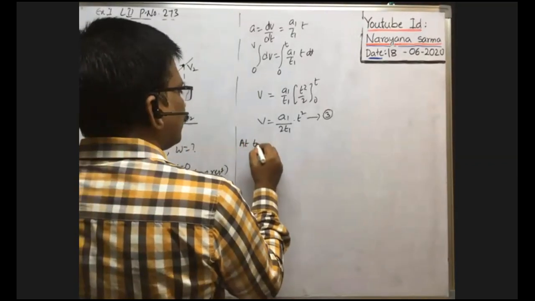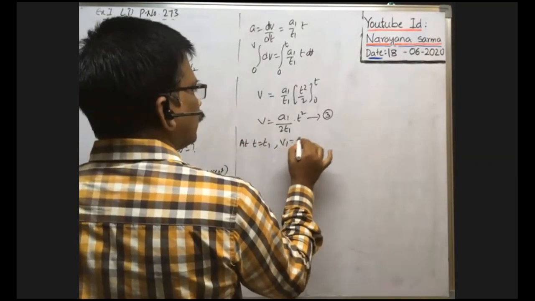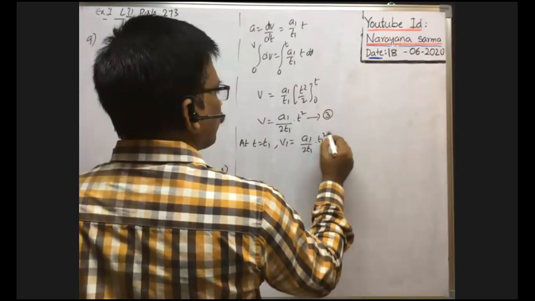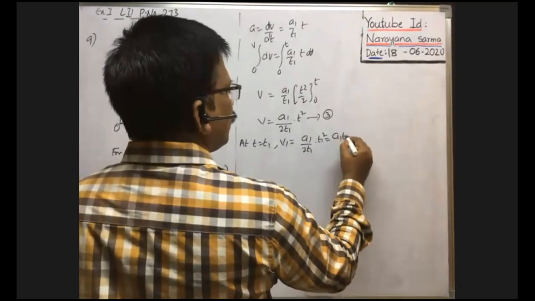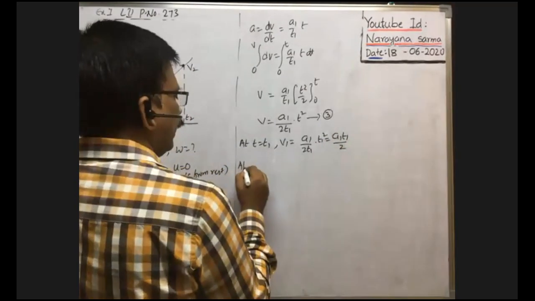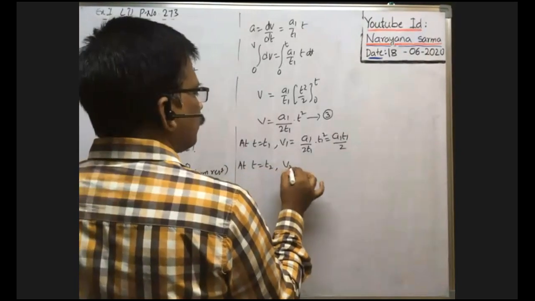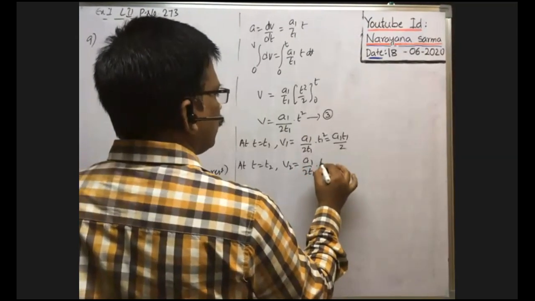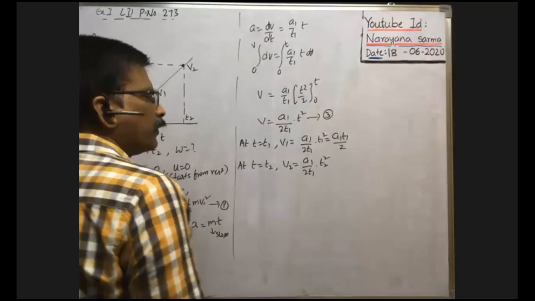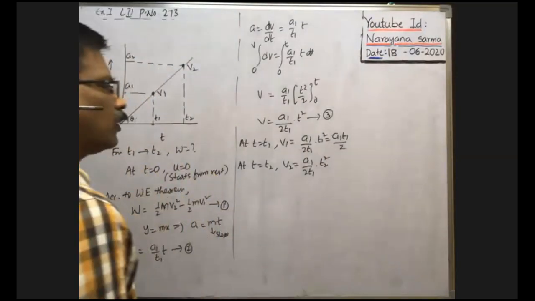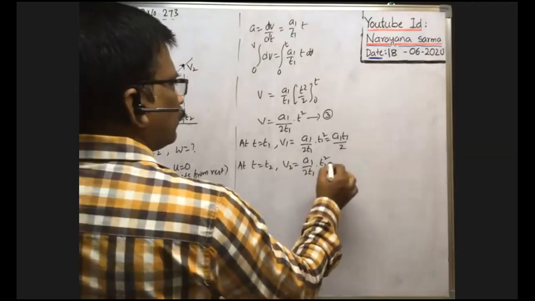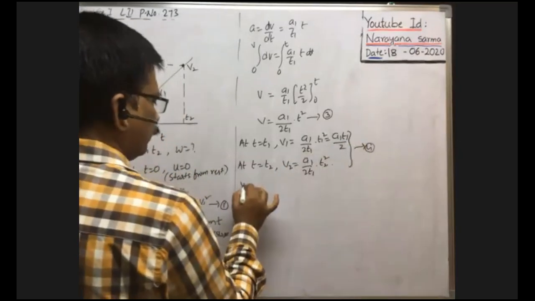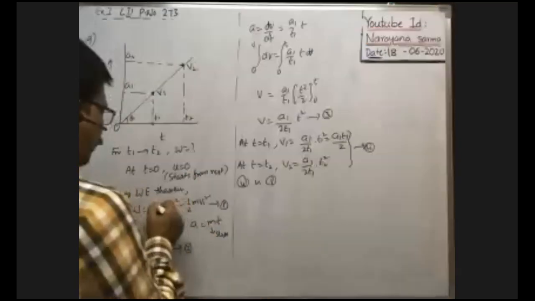Now at time t is equal to t1, velocity is v1, that is equal to a1 by 2t1 into t1 square, that is equal to a1 t1 by 2. Next, at time t is equal to t2, velocity is v2, equal to a1 by 2t1 into t2 square. Now we have to substitute these values in equation 1, because we need the work done.